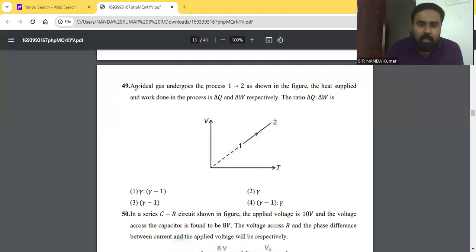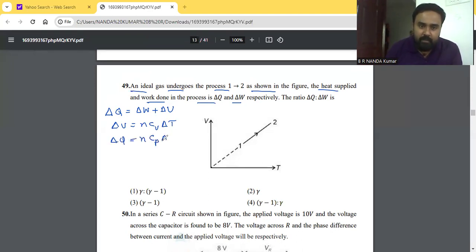So next, question number 49. An ideal gas undergoes the process 1 to 2 as shown in the figure. The heat supplied and work done in the process are delta Q and delta W. So by using the first law of thermodynamics, delta Q is equal to delta W plus delta U. So delta U is nothing but n Cv delta T. So delta Q is n Cp delta T. So we want the ratio of delta Q divided by delta W. So delta W is delta Q minus delta U.